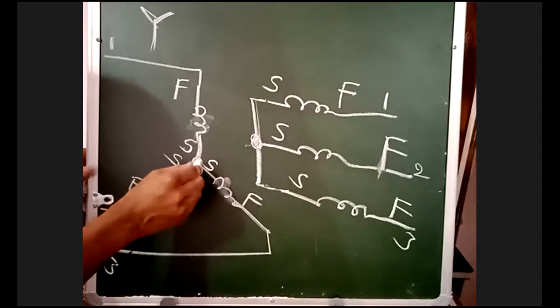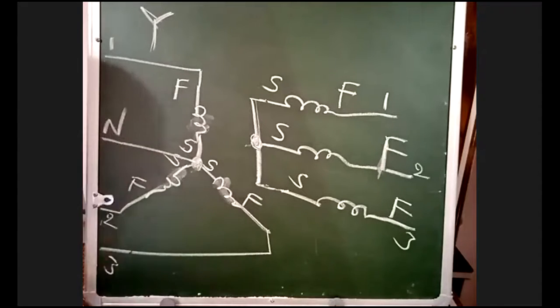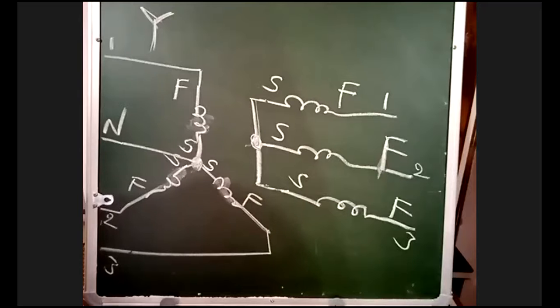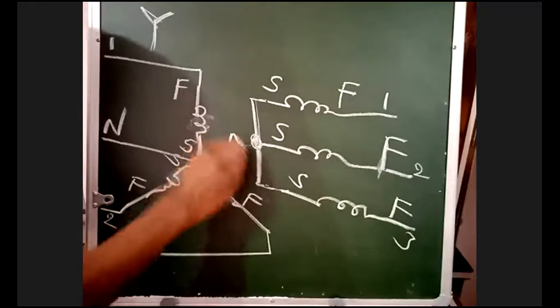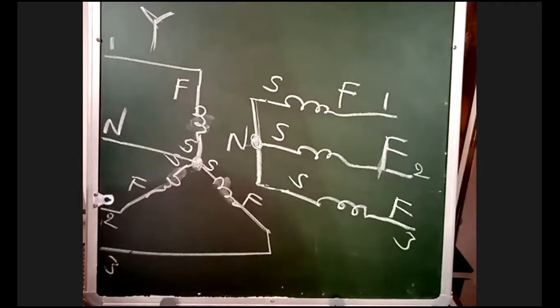Now this common point can be taken as the neutral terminal. All the starting points meet here, and this point is taken as the neutral terminal. Like this we are getting the star connection.